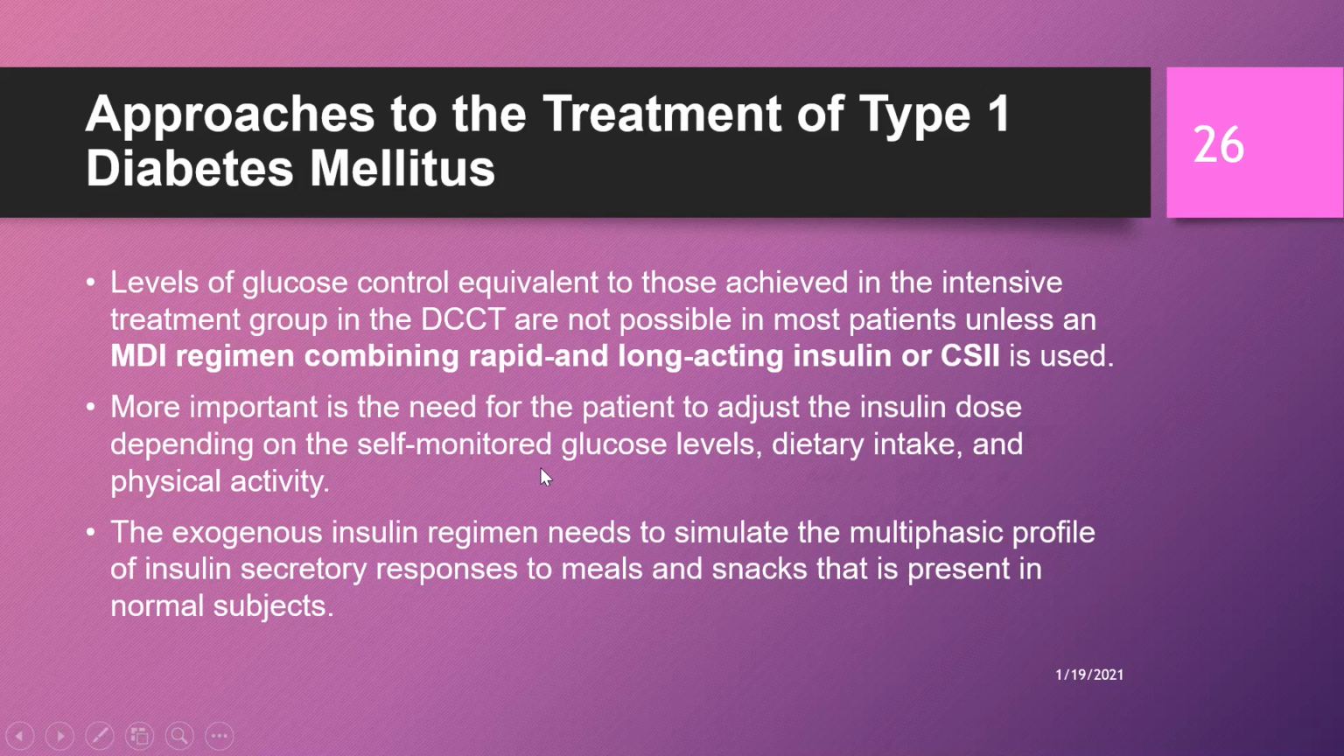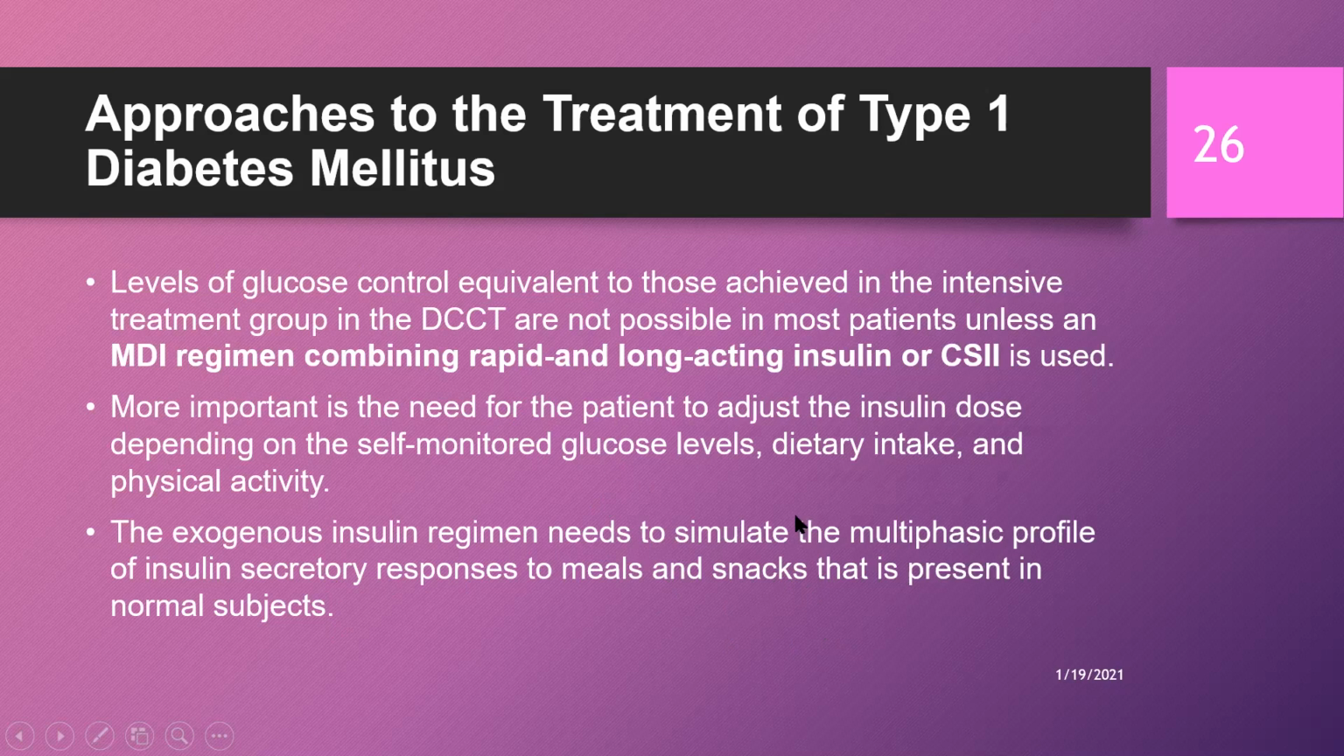More important is the need for the patient to adjust the insulin dose depending on the self-monitored glucose levels, dietary intake, and physical activity. The exogenous insulin regimen needs to simulate the multiphasic profile of insulin secretory responses to meals and snacks that is present in normal subjects. So I already talked with you about the natural multiphasic profile of insulin secretion from the pancreas. It should simulate the same, especially in type 1 diabetics.